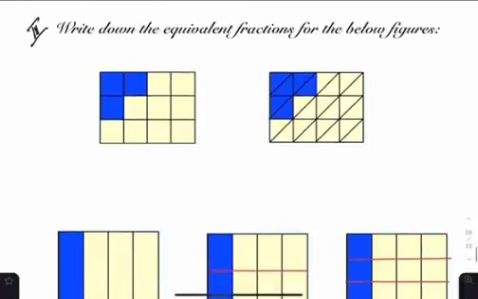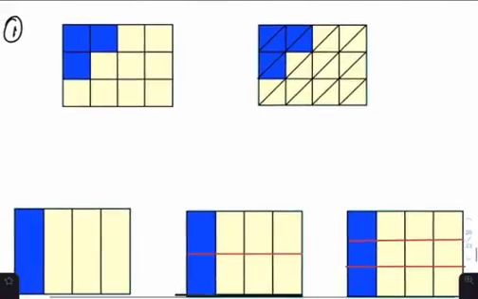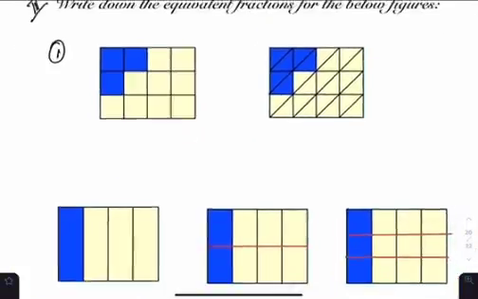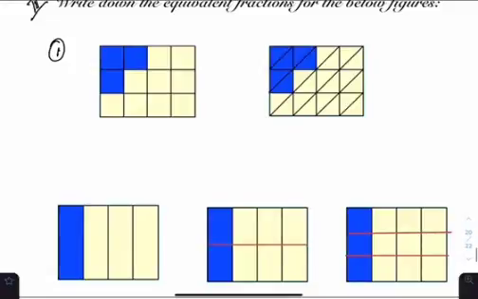Now for the third main, write down the equivalent fractions for the below figures. This is the first figure. You have two figures in this. You need to write the fraction for this first figure and then fractions for the second figure as well. Both are equivalent fractions. Now this is the second figure.